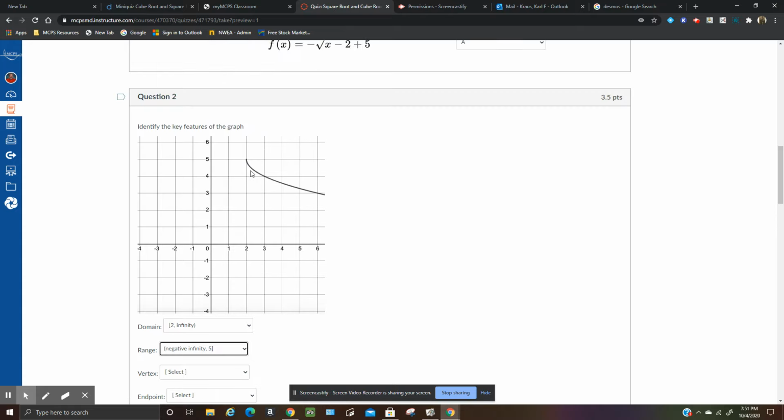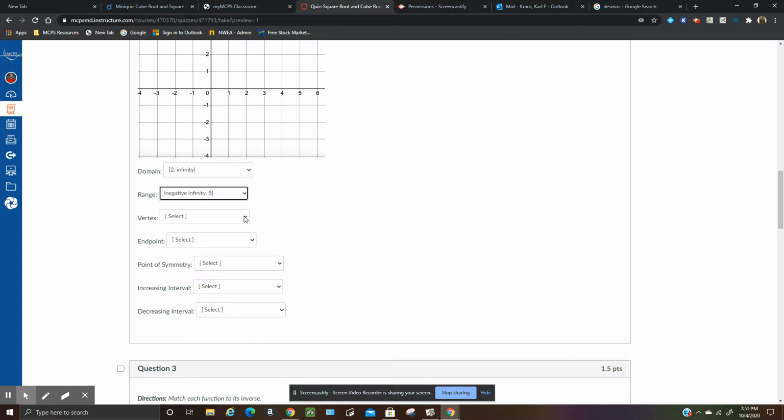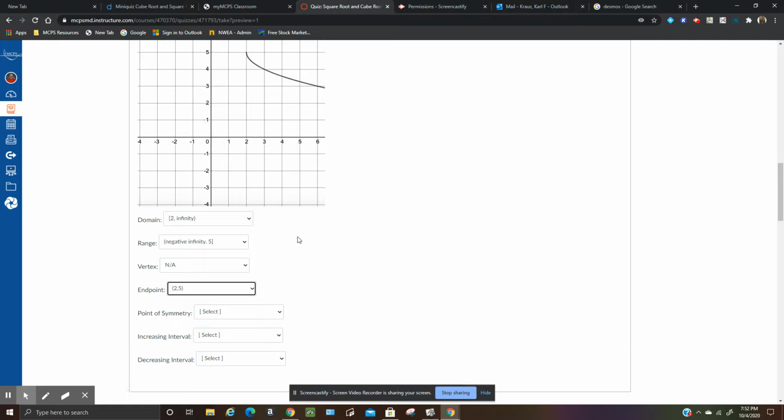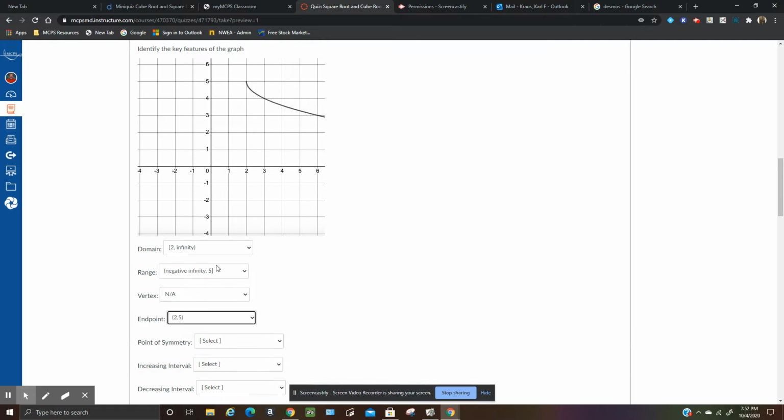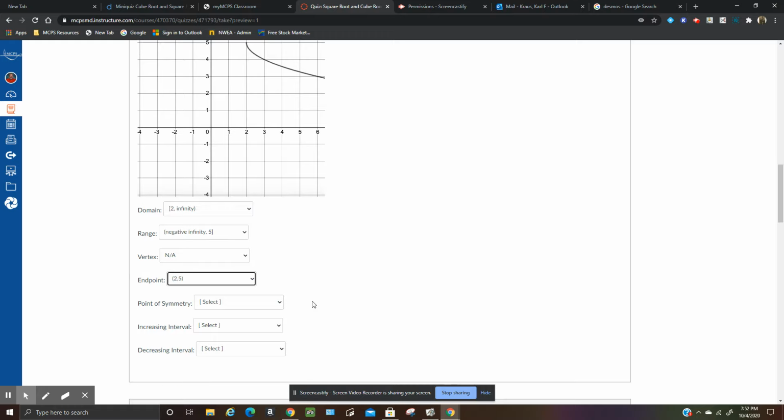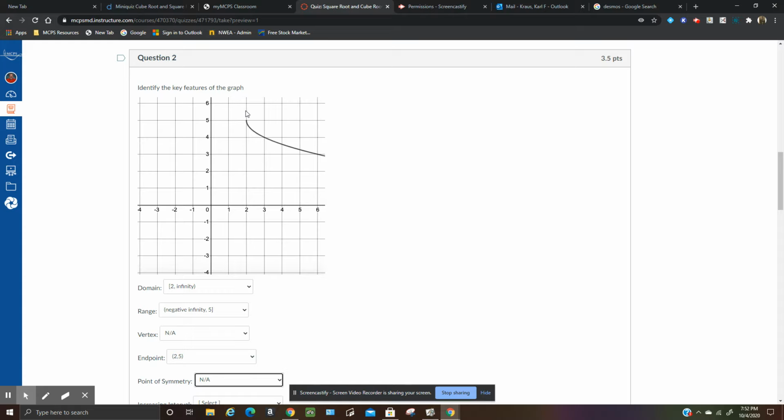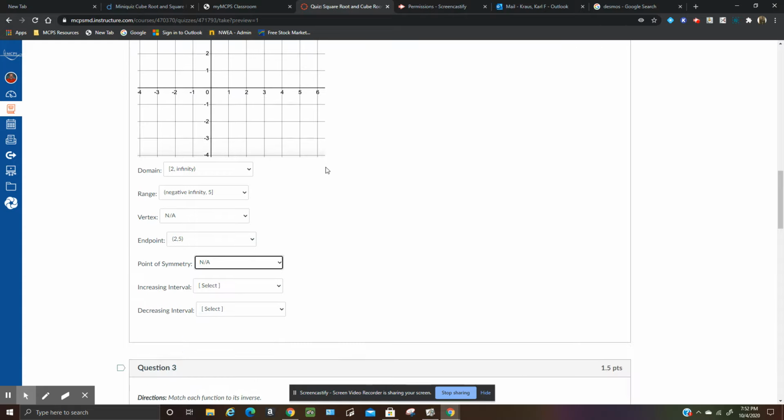So the vertex is at 2, 5. That's right here. Whoops, that's wrong. Vertex would be for a parabola. The endpoint is at 2, 5. So maybe some of you got tripped up on that, like I just did. So endpoint 2, 5. And then there's no point of symmetry. That's for a cube root. So some of you may have gotten tripped up on these two here. This square root graph has an endpoint right here at 2, 5.